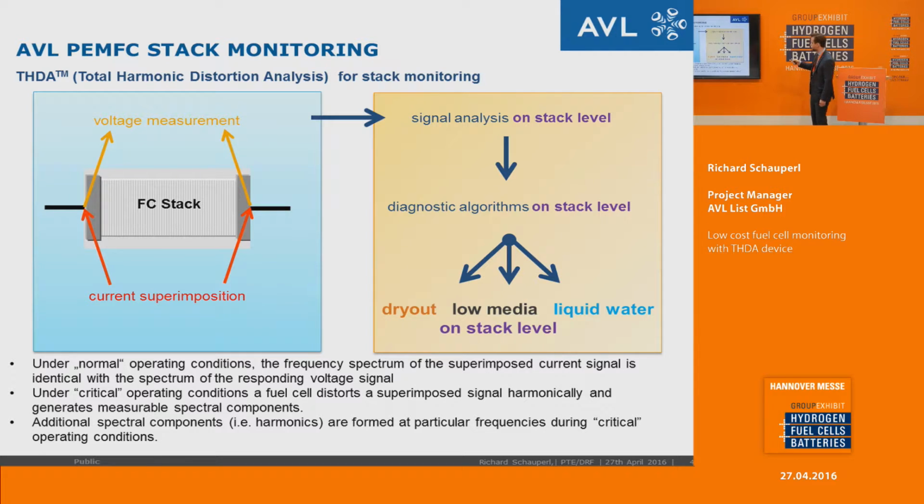The approach is to superimpose a current onto the stack and measure the response of the signal. Under normal operating conditions, the superimposed signal is the same at the outlet, but if there is a critical condition, the superimposed signal will be distorted, and we can also measure spectral components. In particular, under critical operating conditions, harmonics are formed. The approach is simple, analysis at stack level, and with it we can determine 3 different failure modes: membrane dryout, low media, and liquid water.